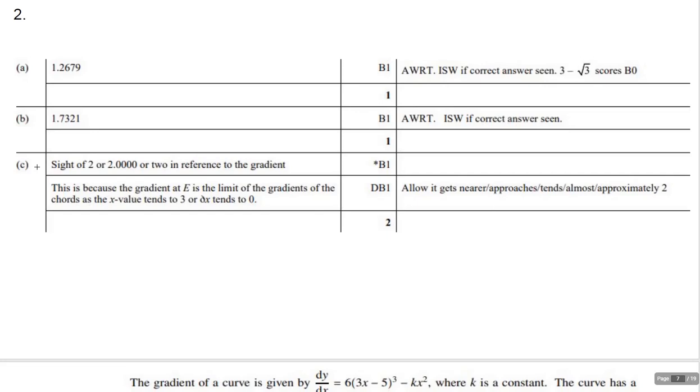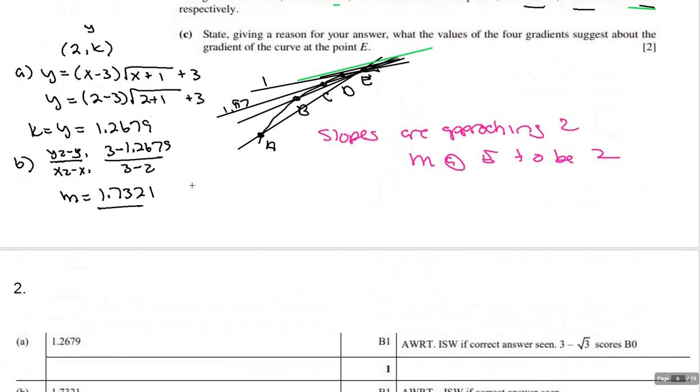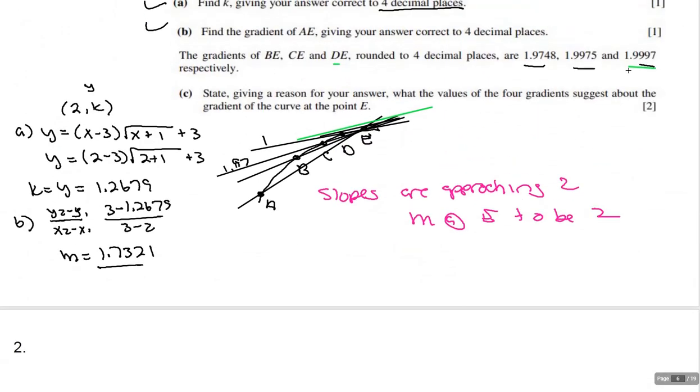And again, here for this next part, they're basically seeing this 2. All right, so notice how if they see this 2, or in reference to the slope, they're going to give you this point. Okay? Now, the next point is the slope of E is the limit. And again, as it gets closer and closer, if you wrote the words approach, which you can see that pattern there, clearly the slopes are getting closer and closer to the number 2.